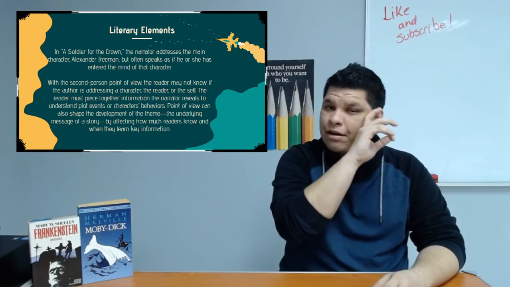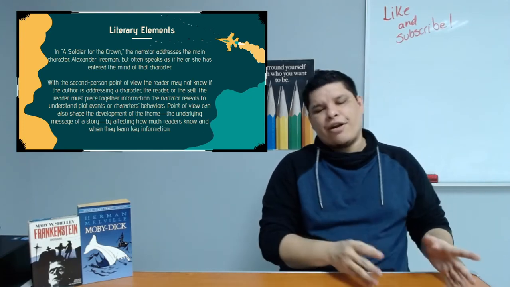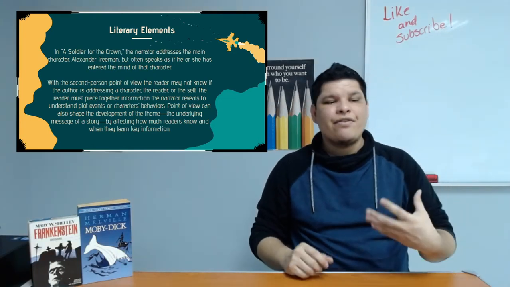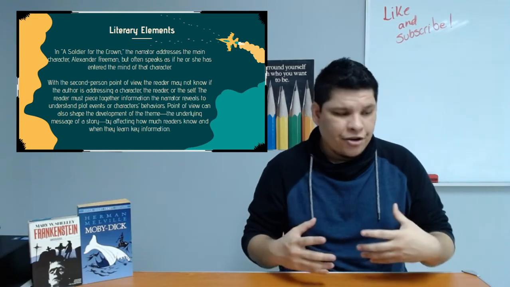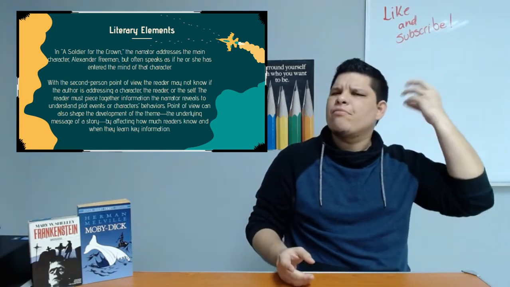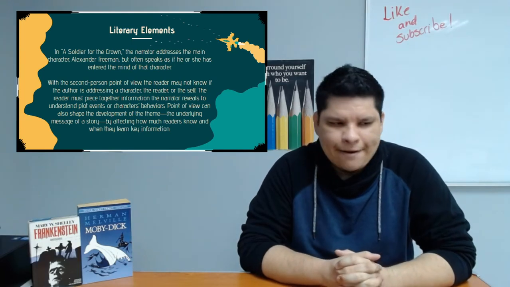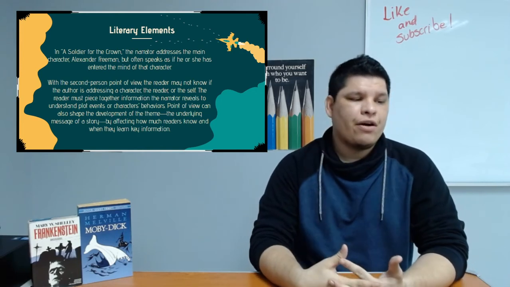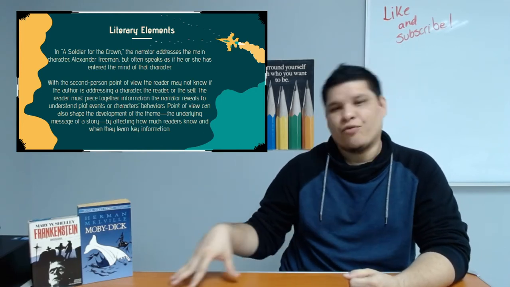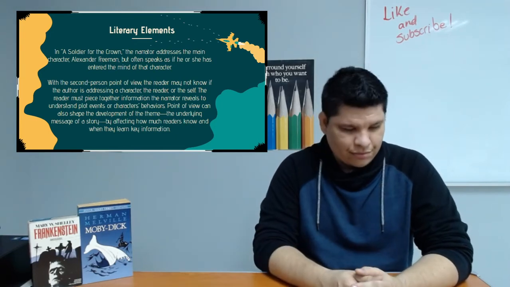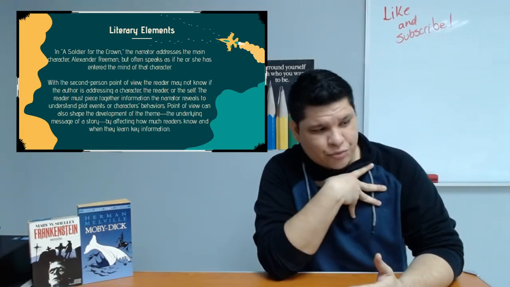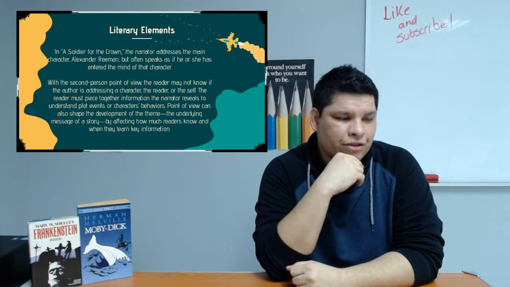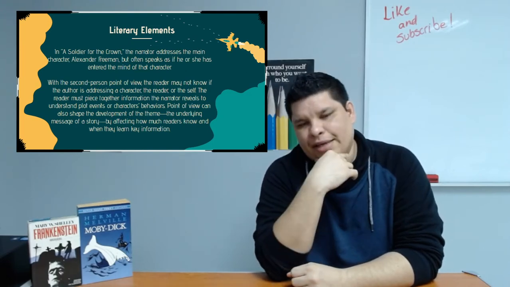It's normally the second person point of view that allows the narrator to point and speak to one of the characters. And as you can see, as a reader, you can feel that the narrator is speaking from the inside of the character's mind. All right? With the second person point of view, the reader may not know if the author is addressing a character, the reader, or themselves. The readers must piece together information the narrator reveals to understand plot, events, and characters' behavior.